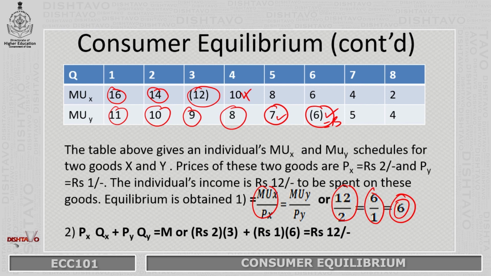Look at the second option. Here he is spending the money: Px multiplied by Qx, 2 rupees of X multiplied by 3, he spent 6 rupees on commodity X. And 1 rupee of Y, that means the price of Y is 1, he is buying 6 units. So 6 multiplied by 1 is 6. So 6 plus 6 is equal to 12. Look, the consumer is maximizing his satisfaction.